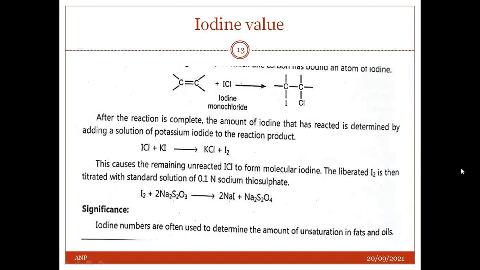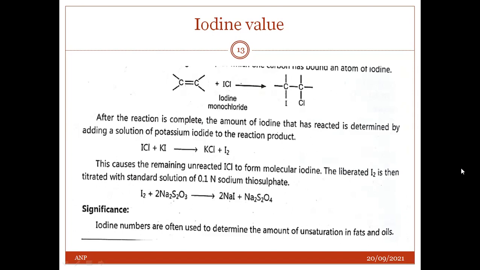So, what is the principle of this iodine value? The fatty acid reacts with iodine, resulting in the addition of the halogen at the carbon-carbon double bond site. In this reaction, iodine monochloride reacts with the unsaturated bonds to produce a dihalogenated single bond, of which one carbon has bound an atom of iodine.